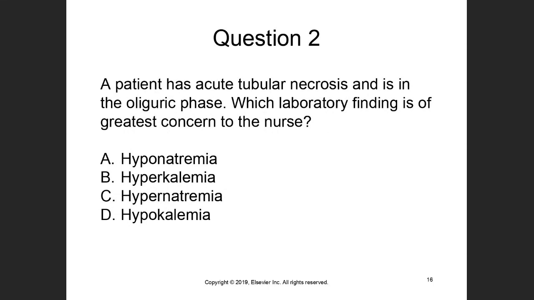And we have question number 2. A patient has acute tubular necrosis and is in the oliguria phase. Which laboratory finding is of greatest concern to the nurse?